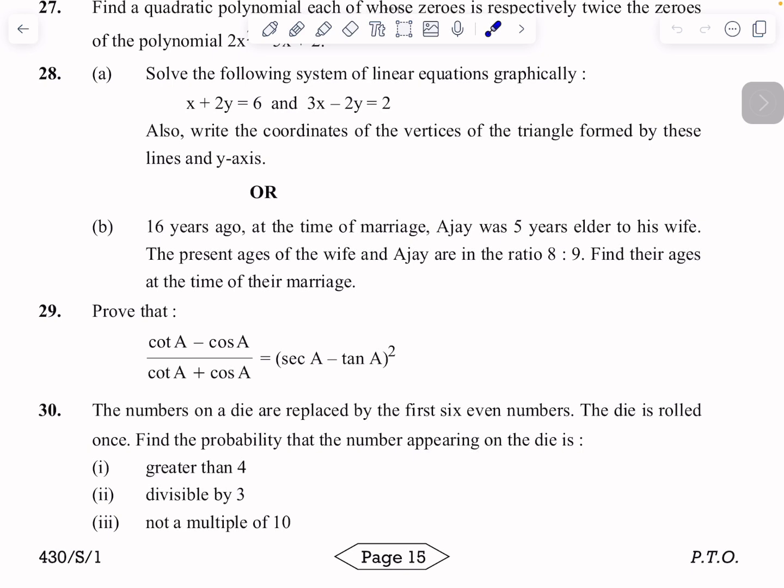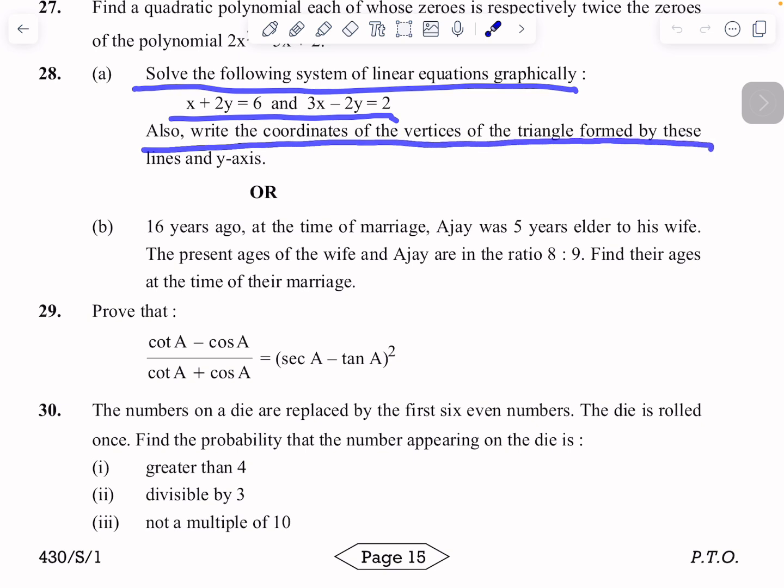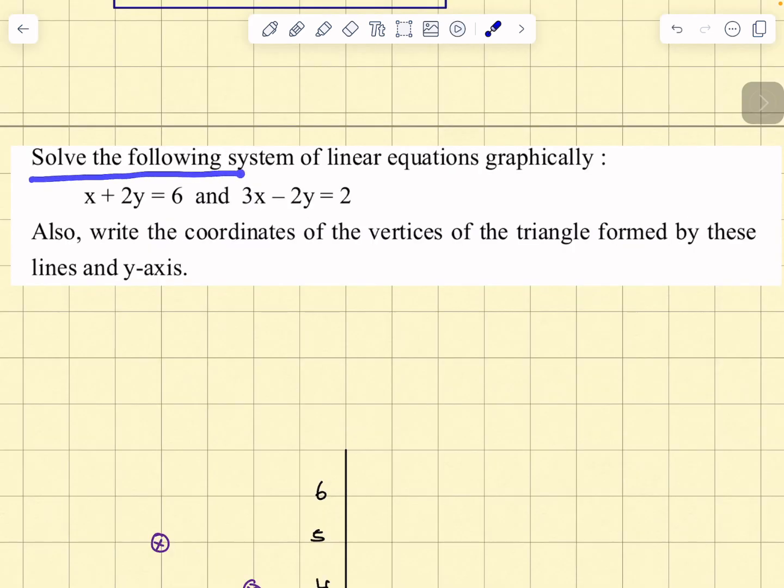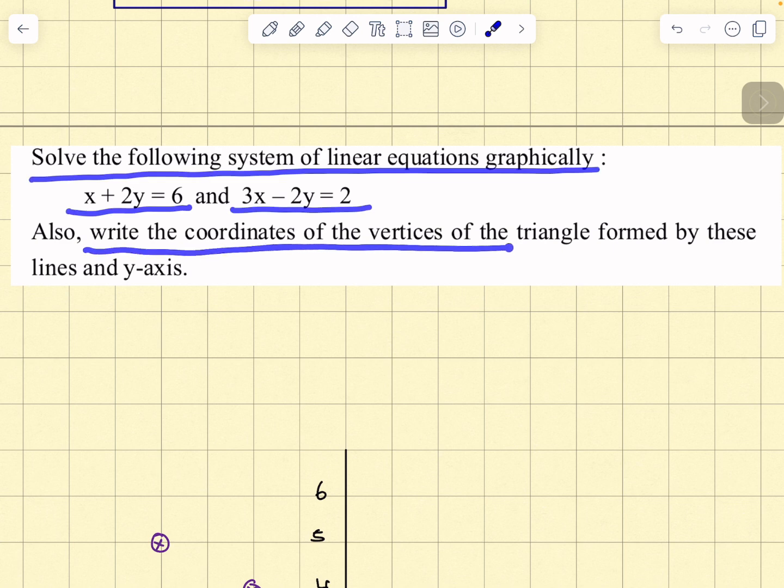In question number 28, A: solve the following system of linear equations graphically. x plus 2y equal to 6 and 3x minus 2y equal to 2. Also write the coordinates of the vertices of the triangle formed by these lines and the y-axis.